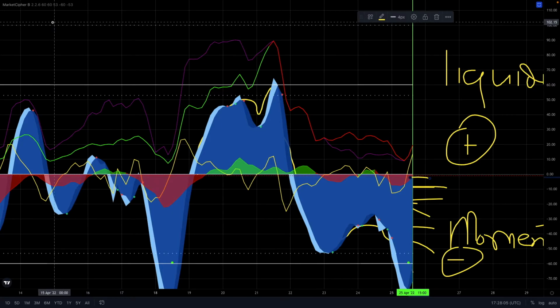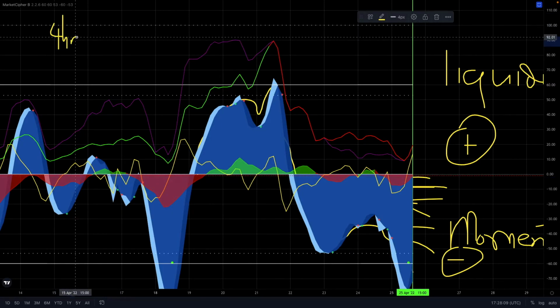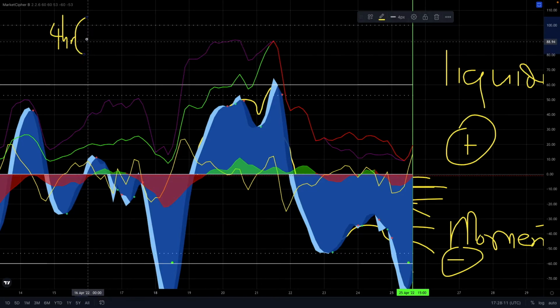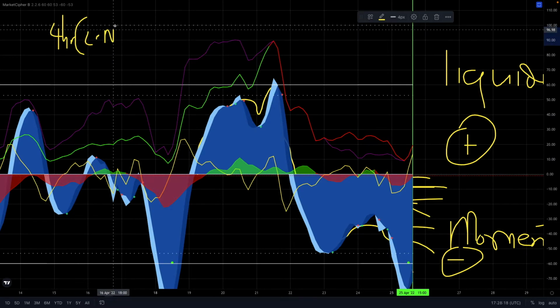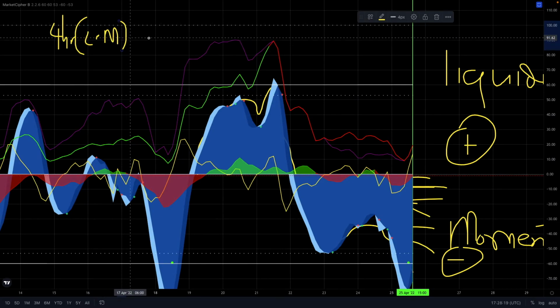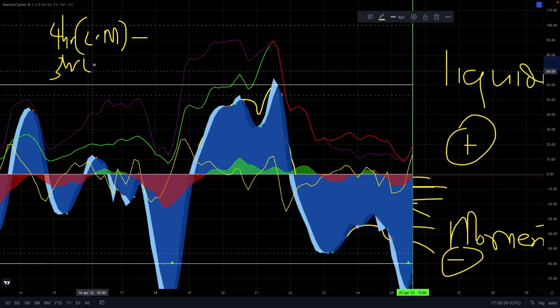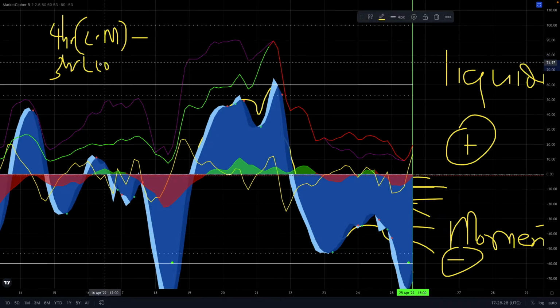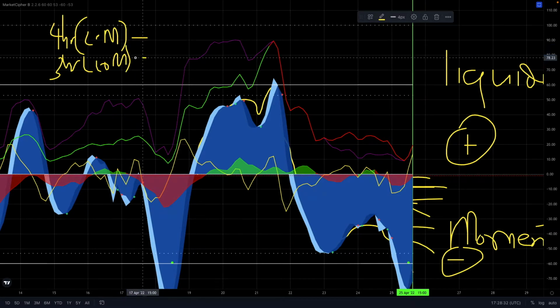So let's do some common sense here. On a 4 hour, look at something. We have liquidity in the negative and momentum also in the negative. So on a 4 hour, we are in the negative. Then we went to the 3 hour, we are also in the negative. Liquidity is in the negative, momentum is also in the negative. So what it's telling you right now is something is not right. In other words, we are bearish.